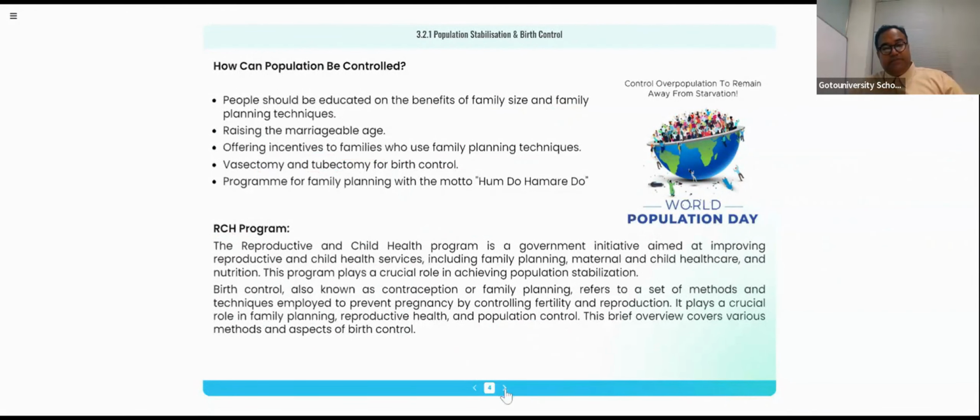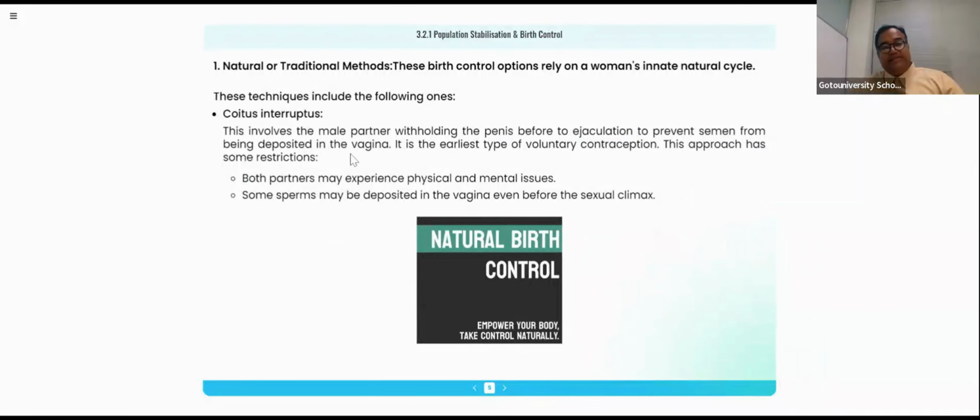Before that, we will go to the natural and traditional methods, and how they are used to control the growing population size and birth. Coitus interruptus: as a doctor, we say that when the couple is in copulation, the male knows when the semen is being released from his body. At that time, the external genitalia, the copulatory organ, that is the penis, is removed from the female body, so we can avoid the entry of semen into the female body.